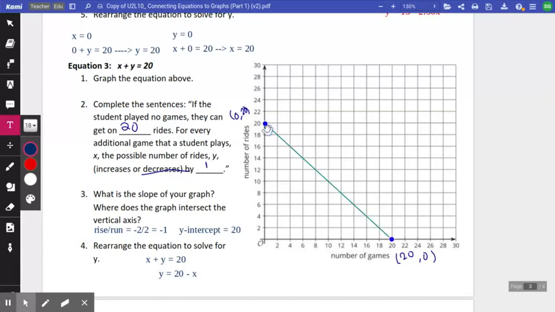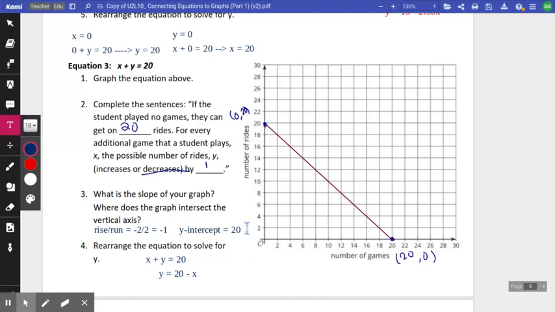I can see when I found my slope, I see that if I go down 2 rides, it's going over 2 games. So from that, I can conclude that every single game they go on, 1 more game means 1 less ride. The last part was me rearranging this equation to solve for y. We do that by subtracting x on both sides, and we get this equation y equals 20 minus x.